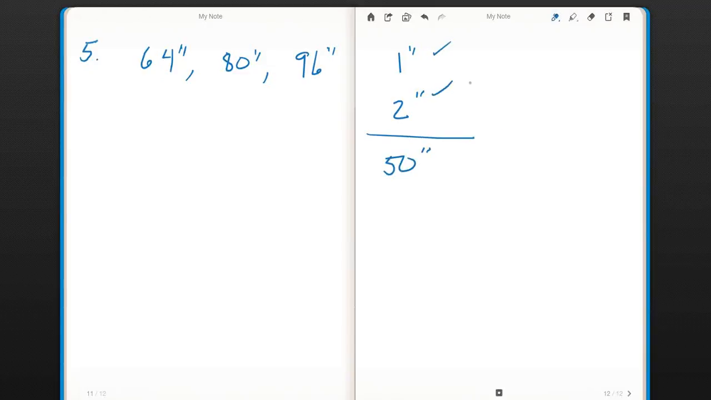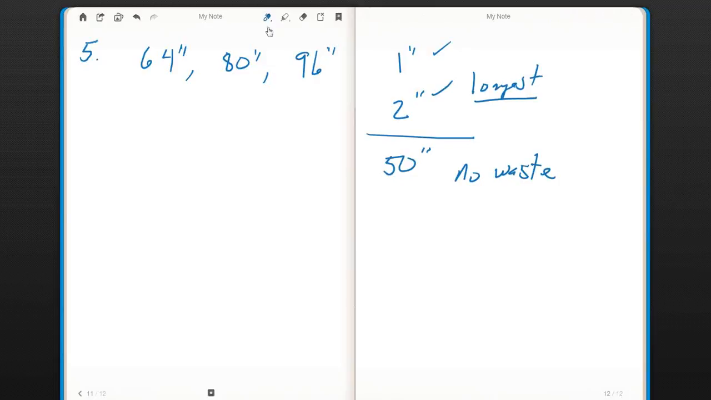All of these work, but we want the longest possible. 50 works, except I want no waste. So we have to make sure that it works out evenly. So to do this, basically what we're trying to do is factor. The factors of 64, I always start with 1 and increase from there. 2 times 32.